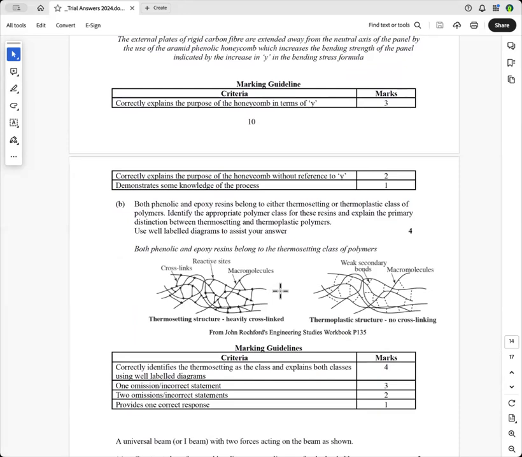Both phenolic and epoxy resins belong to either thermosetting or thermoplastic class of polymers. Identify the appropriate polymer class for these resins and explain the primary distinction between thermosetting and thermoplastic polymers. So you must be able to draw this, and it's on page 135 of the Engineering Studies workbook. You've got to say that thermosetting structures are heavily cross-linked, and a thermoplastic or a thermosoftening structure has no cross-linking. It has weak secondary bonds, and that's how you draw it.